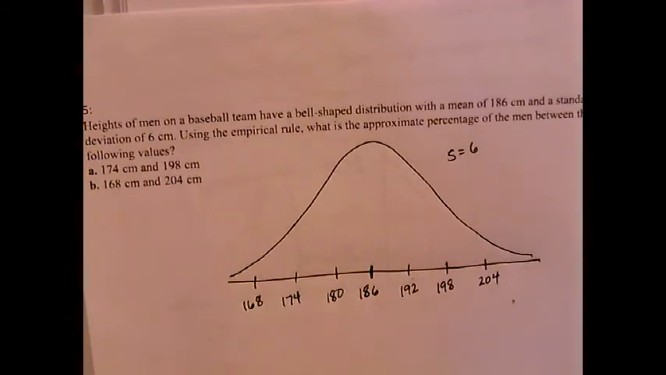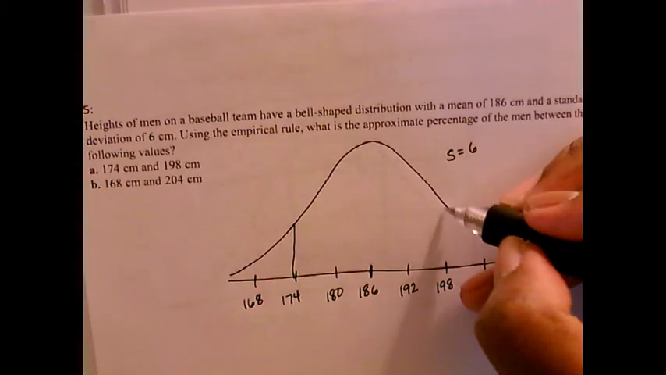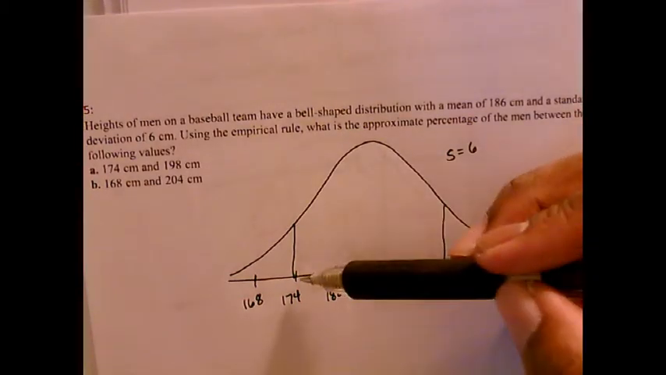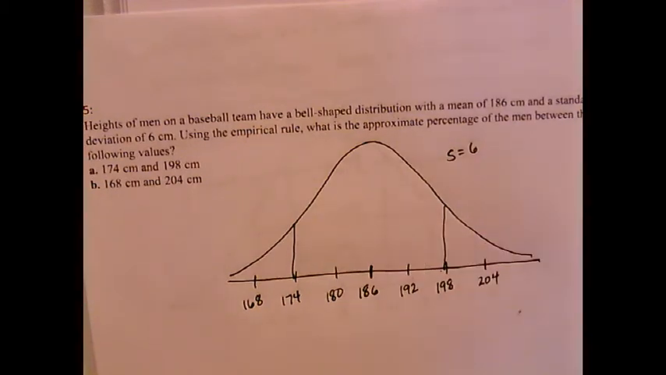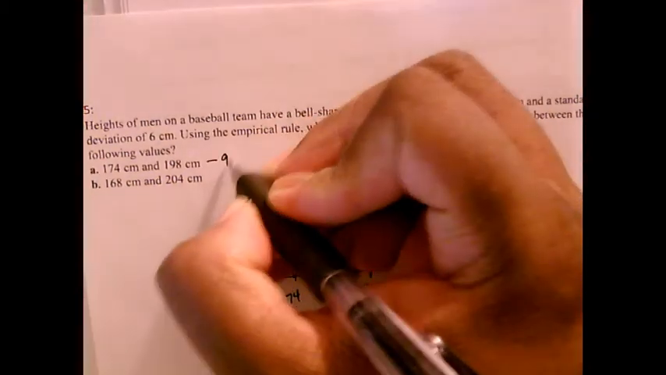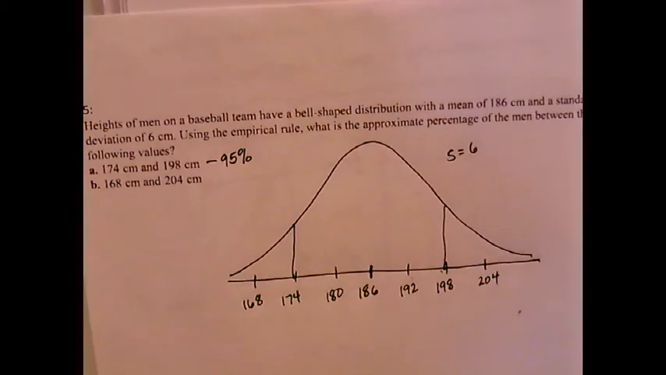The approximate percentage of men between 174 and 198. Here's 174, and here's 198. If you take a look at this, those numbers are within 2 standard deviations of the mean. And according to the empirical rule, 95% of those data values lie within 2 standard deviations of the mean. So 174 to 198 represent 95% of the men between those values.